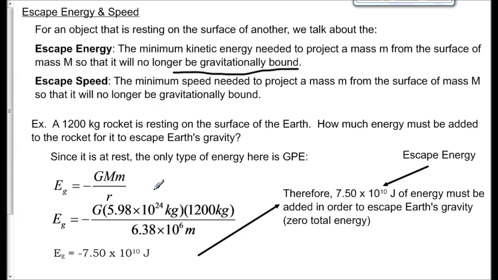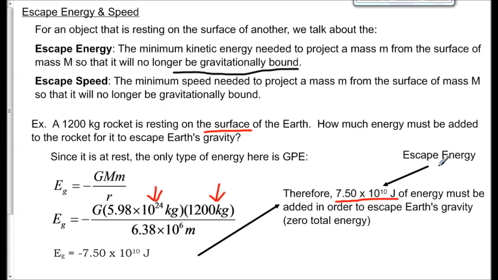Of course, this is the mass of the Earth, and this is the mass of the rocket. Right now we're going to use r as the radius of the Earth because we're on the surface. Remember, the radius is measured from center to center. So we have this potential energy of 7.5 by 10 to the 10 joules. What that means is, in order for this rocket to escape, I have to have this much total kinetic energy. We're going to call this the escape energy.